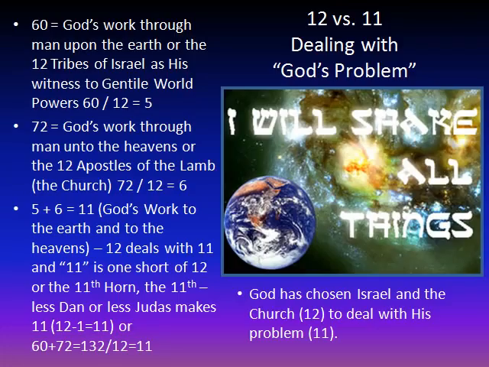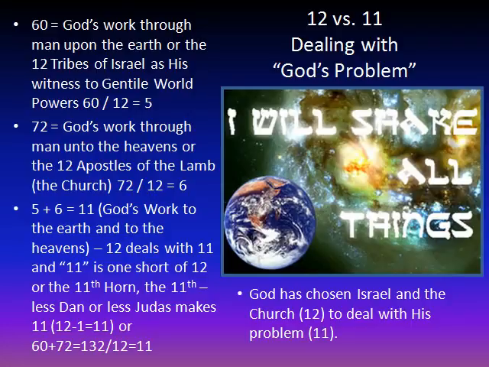12 verses 11, dealing with God's problem, the 11th horn of Daniel. 60 is equal to God's work through man upon the earth, or the 12 tribes of Israel as his witness to Gentile world powers. 60 divided by the 12 patriarchs of Israel is equal to 5.